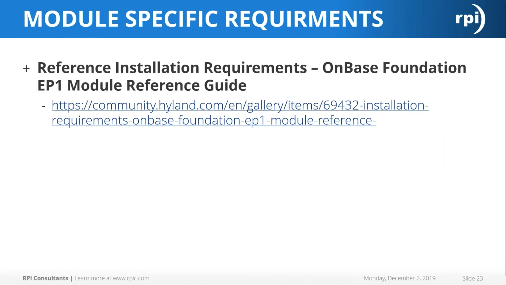I do not have the time, nor do I think you guys want to hear me go over every single module and requirement in an hour-long presentation. So just make sure you're referencing the installation requirements MRG for whatever version you're going to. If it's OnBase Foundation EP1 or 2, whatever it may be, always reference this guide to make sure your system has the right requirements on it. So that way, again, your system will run smoothly for you.